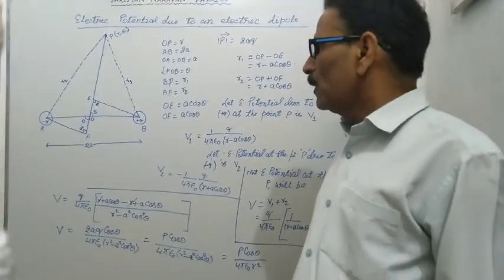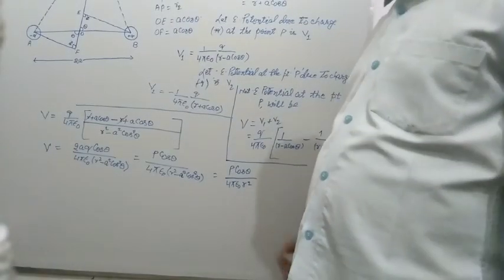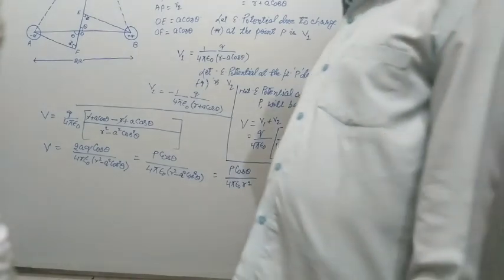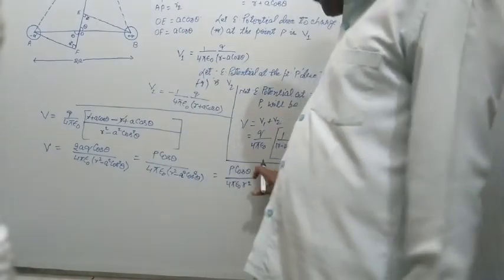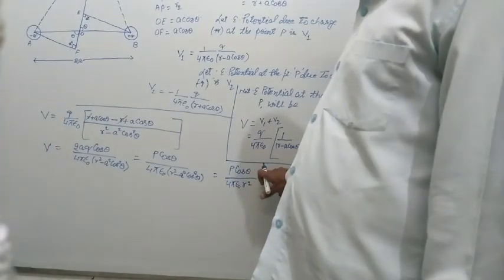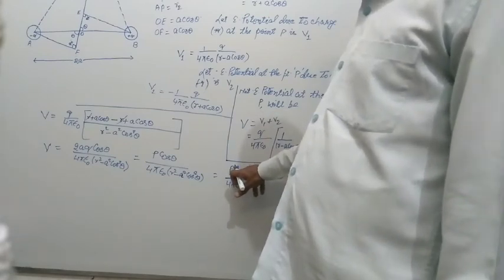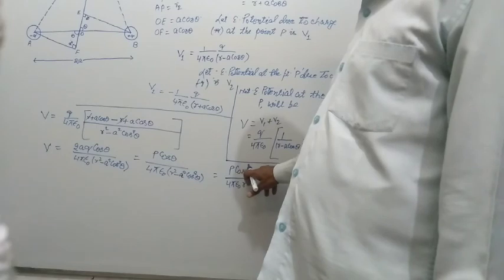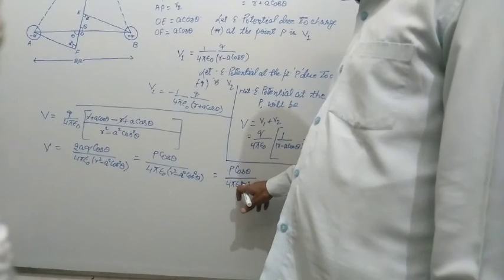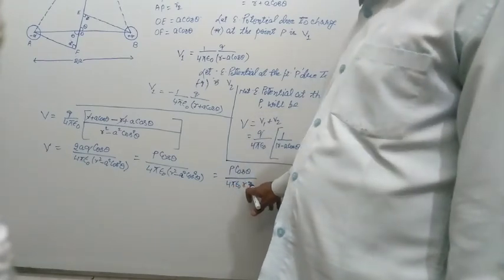Now we want to discuss some cases. Case first. If the observation point P lies on the axial line, then in that case theta will be equal to 0. So if theta is equal to 0, then the same formula takes the form of P cos 0, which means 1, P into 1, that is P. So the formula will be P by 4 pi epsilon naught into r square.